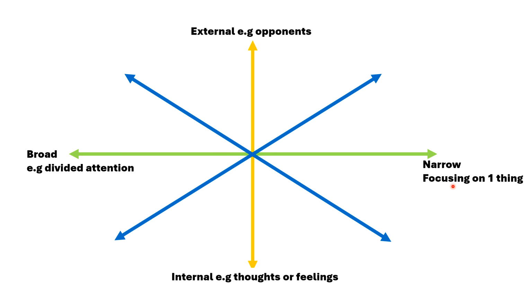Now, we can have in-betweens. We can have broad and external attention where you're focusing on a lot of external things, maybe a lot of opponents at the same time, or the ball and a lot of opponents, anything that's external. Now, we can also have narrow external, where you're focusing on one external thing, and then narrow internal, and you get what I'm saying.